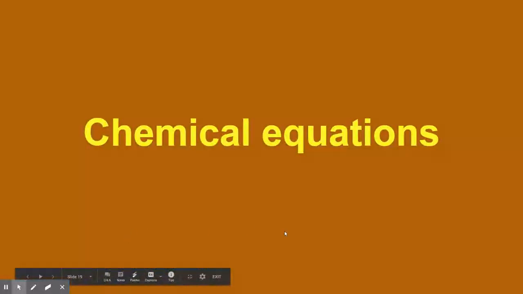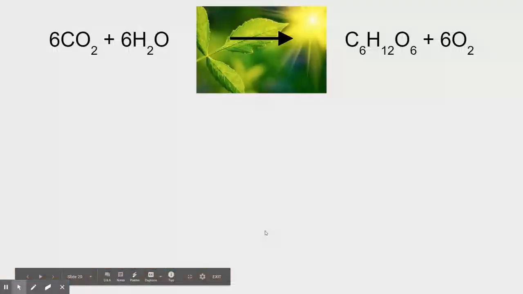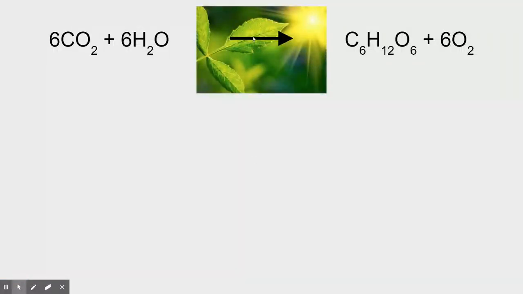Let's move on to chemical equations. Chemical equations means that there was a chemical reaction. On the left side, we have the ingredients, or what is formally called the reactants. That means there were molecules that started the chemical reaction. This is after the chemical reaction.